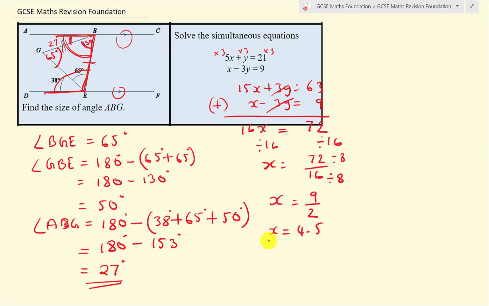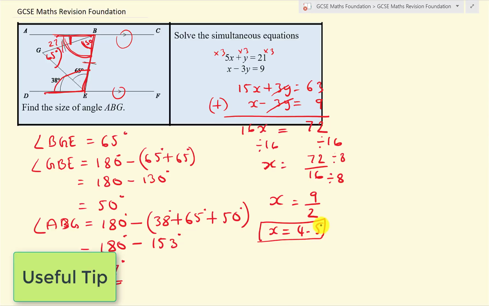Now our last step is to substitute x equals 4.5 into one of these equations that have been given. I would suggest maybe changing it into a decimal, because if you're not very comfortable with adding and subtracting fractions, then you're going to make your life a bit more difficult. So always change it into a decimal if you think that's easier, and if you're fine with fractions, you can leave it as a fraction and add or subtract fractions. So let's substitute it into the first equation.